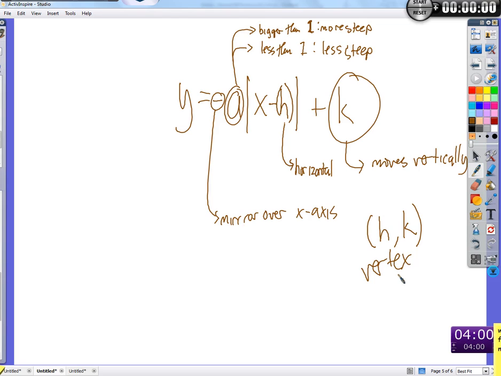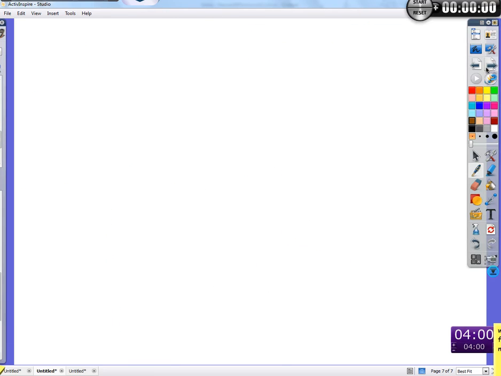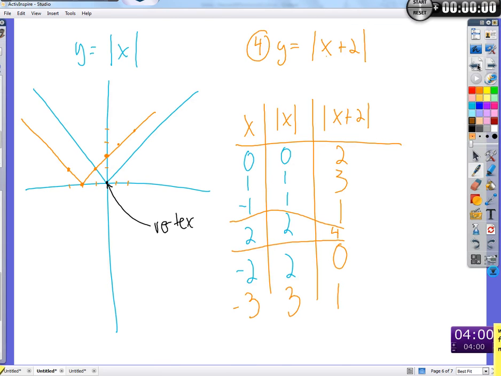Because if we combine these things, like say this one, x plus 2. If after we do the absolute value of x plus 2, we then add 3, well, what effect does that have, adding something after the absolute value? What effect does that have on the graph? Vertically. It moves vertically, it moves up 3. So if it moves to the left 2 and it moves up 3, that'll move the vertex to the left 2 and up 3.